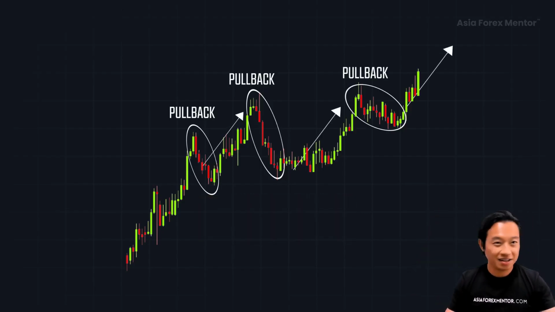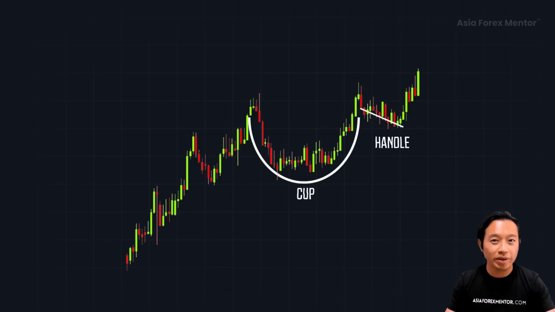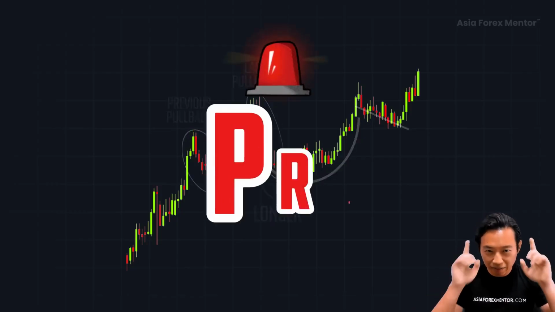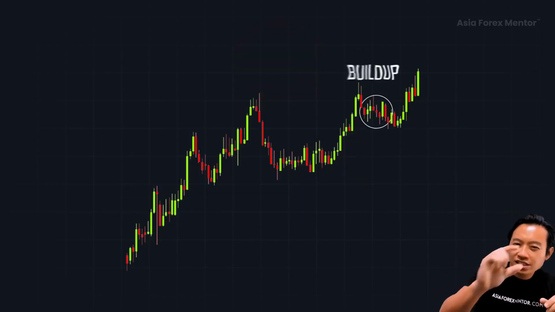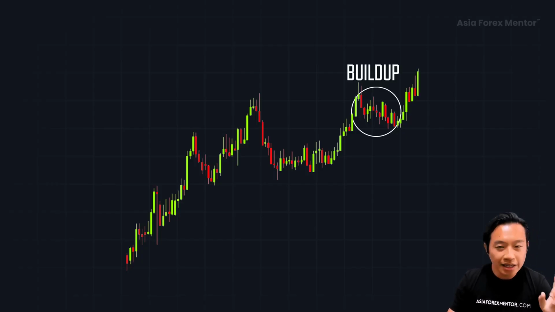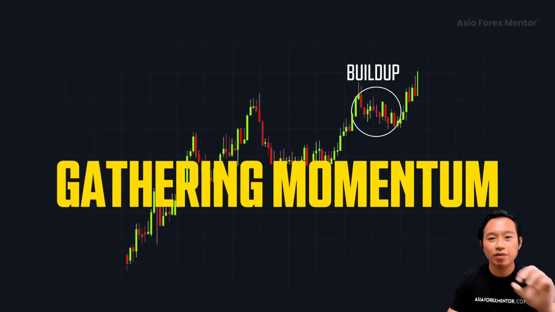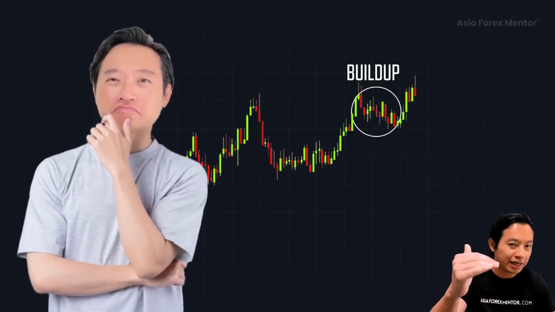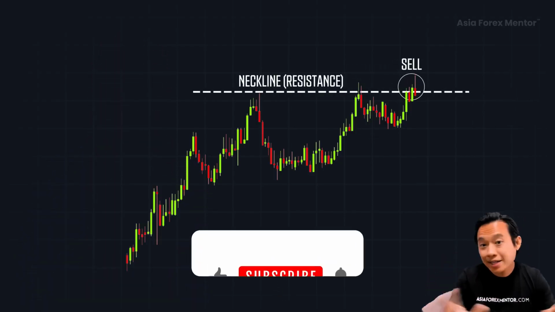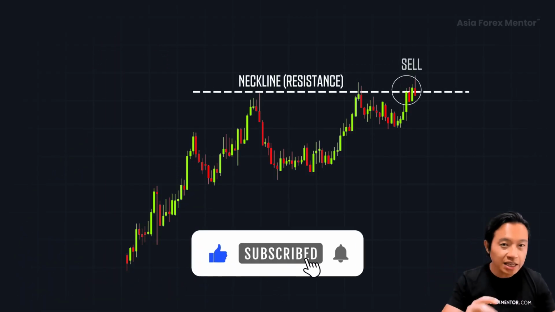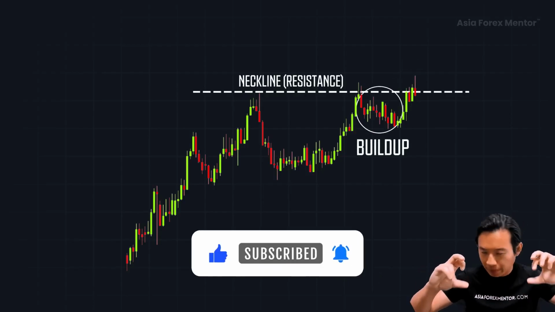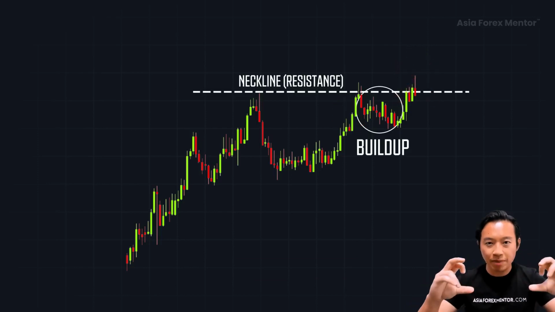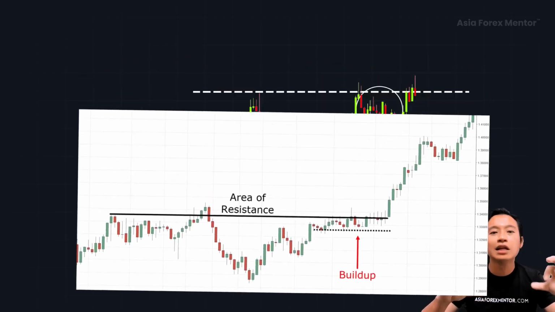So now, here's where it gets interesting. When we spot the cup and handle forming, the last pullback is longer than the earlier ones. Okay, here, pro tip. When you see a build up, this means that the market is gathering momentum. I know that some traders like to short the market, sell the market at resistance area. I mean, that's not wrong. But when you see a build up forming, you've got to be careful and stay out of shorting.